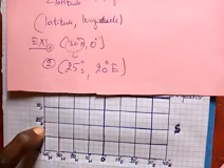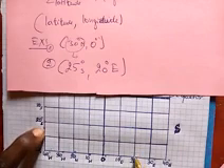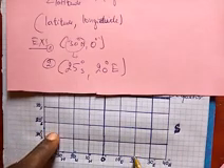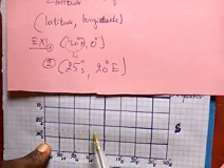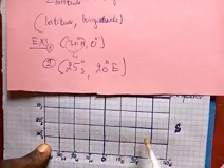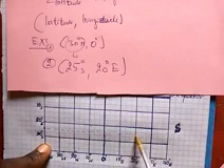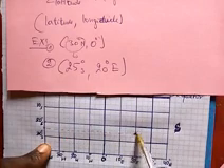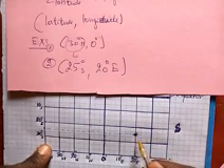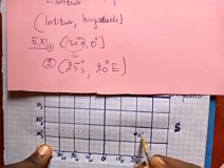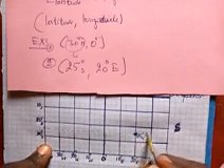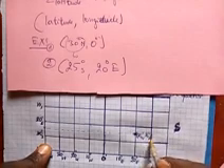20 degrees is here. So the point of intersection is, we come like this. Point of intersection here. It means this is the point 25 degrees south and 20 degrees east.